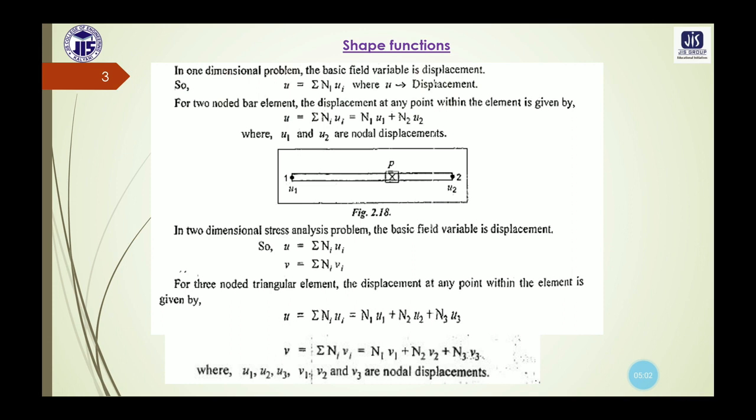Now, in a one-dimensional problem, the basic field variable is displacement in the case of structural analysis. So you can write the formula as u equals sigma Ni ui, where u is the displacement. Now for a two-noded bar element, the displacement at any point within the element is given by u equals sigma Ni ui, which is N1 u1 plus N2 u2, where u1 and u2 are the nodal displacements.